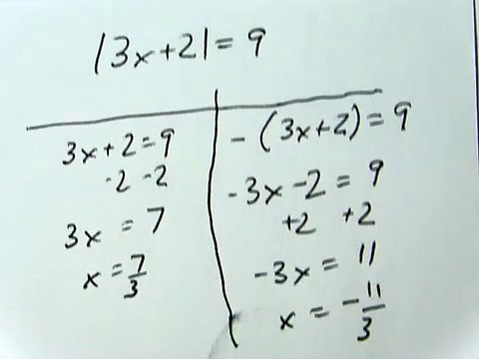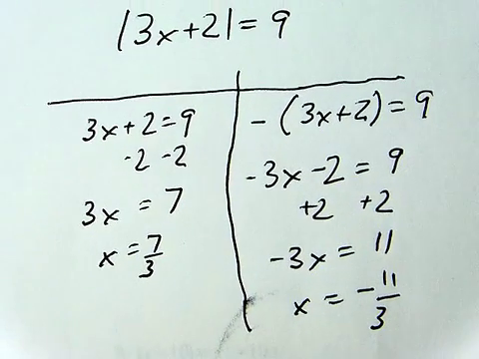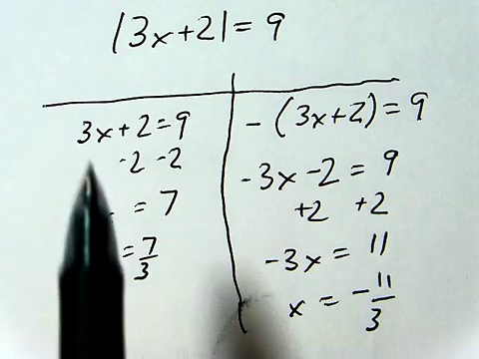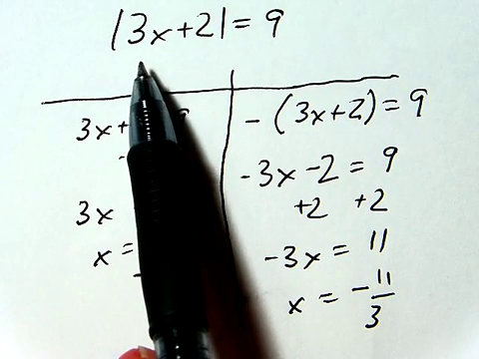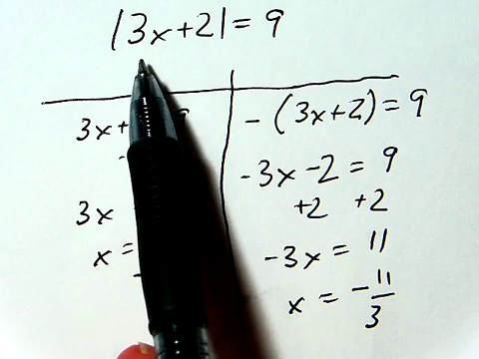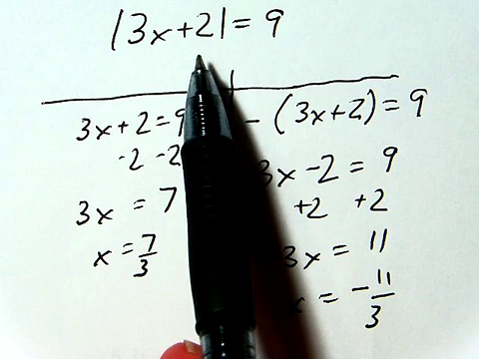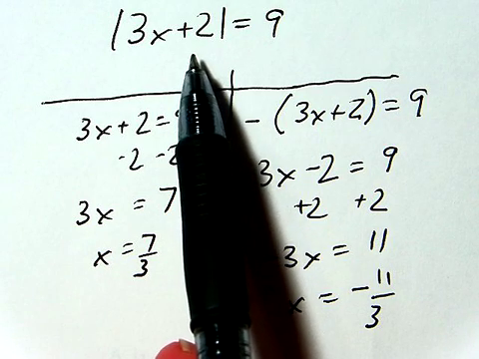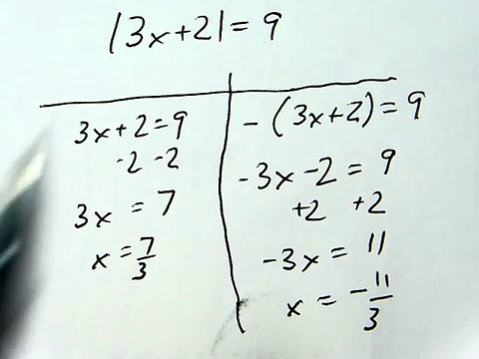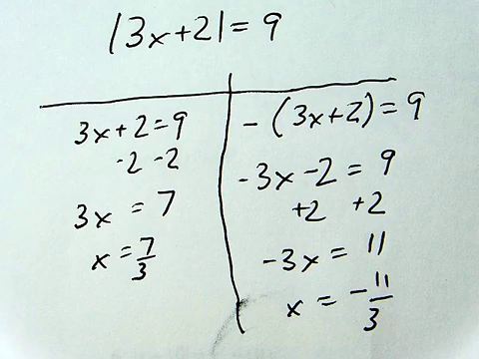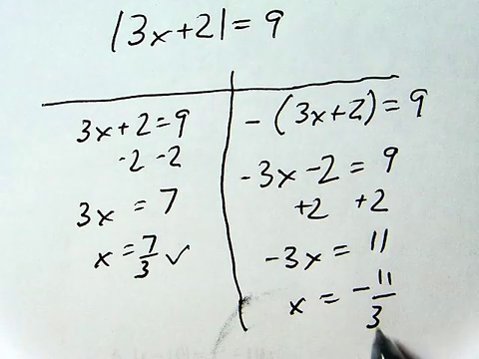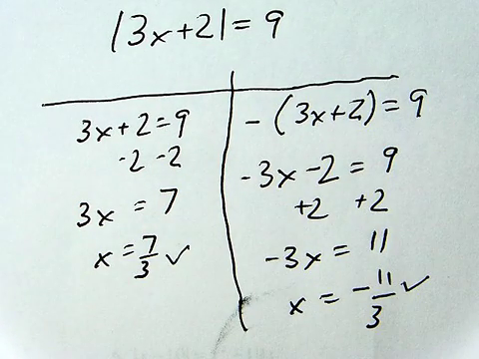Well, let's plug back negative 11 thirds into this equation. Negative 11 thirds times 3 is negative 11. Negative 11 plus 2 is negative 9. The absolute value of negative 9 is positive 9. So therefore, we have an equality, and both of these values are true solutions of the absolute value equality.